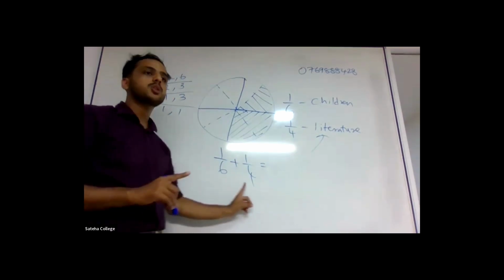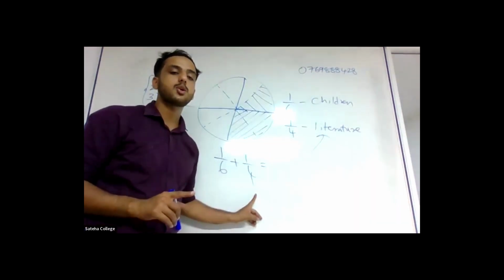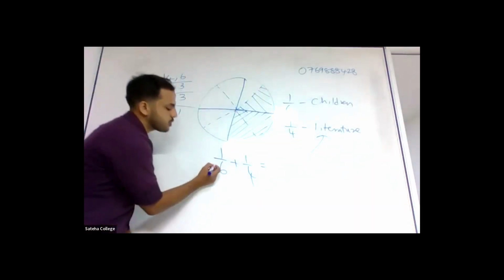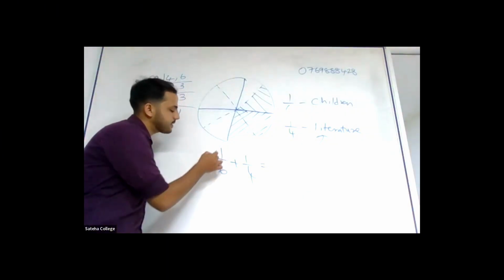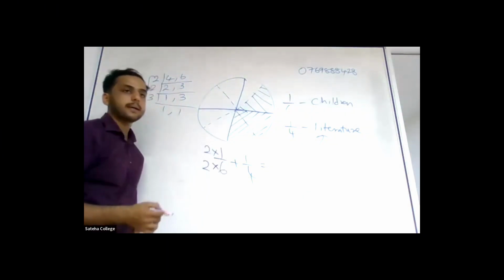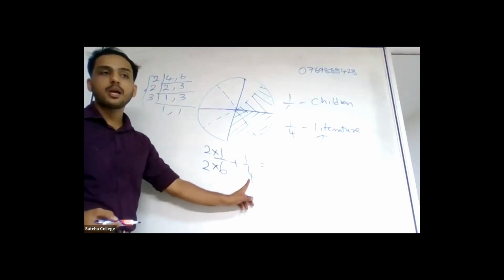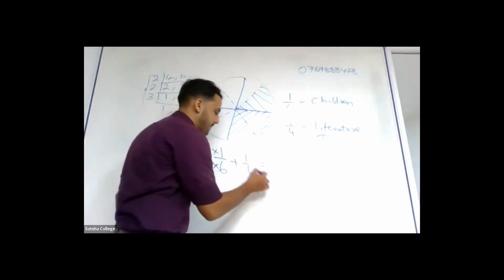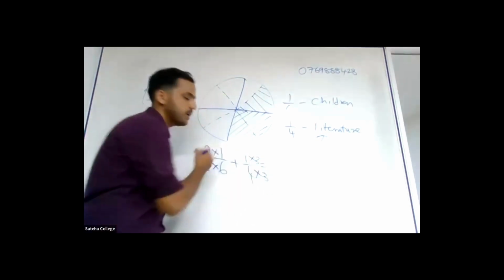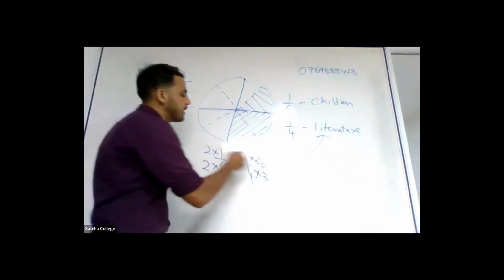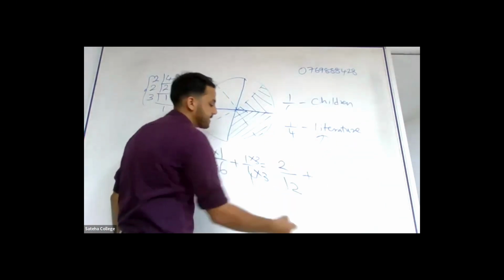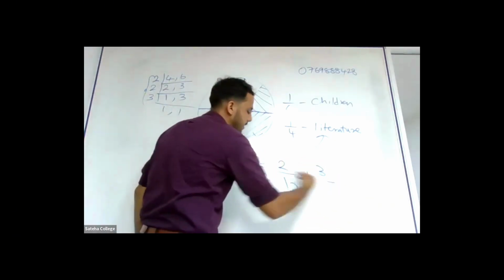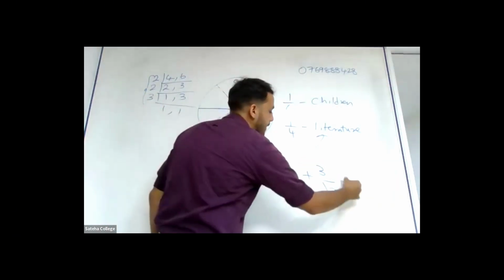Now you know both of the denominators you have to convert into 12. Now 6 to convert to 12, what do you have to multiply by? 2. Same thing you do to the numerator. 4 to convert to 12, what do you have to do? Multiply by 3. Same thing you do to the numerator. So 2 into 1 is 2, 2 into 6 is 12. That is your first fraction. 1 into 3 is 3, 4 into 3 is 12.